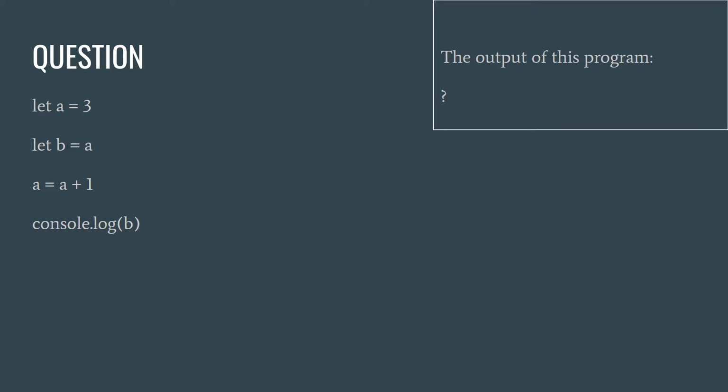Here is another question very similar to the last. The only difference is this last line. So instead of console log a, we're going to console log b. Now on line number 2, we see that b equals a. And on line number 3, we see that a equals a plus 1. So we know at the end of this program that a is equal to 4. The question is, when we go to console log b, what do we get?